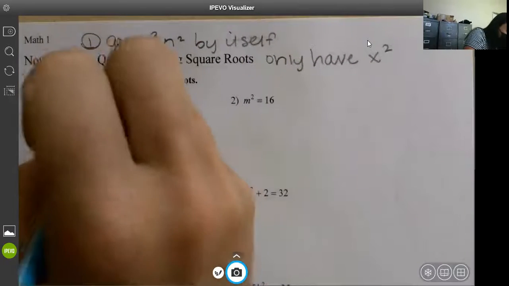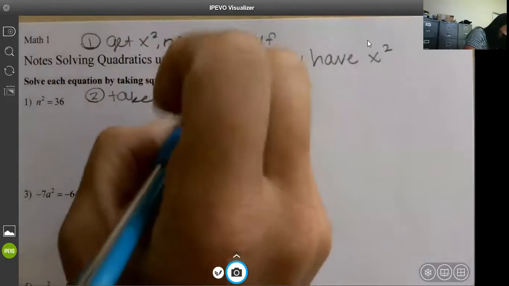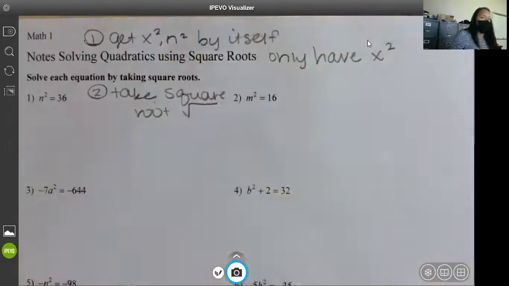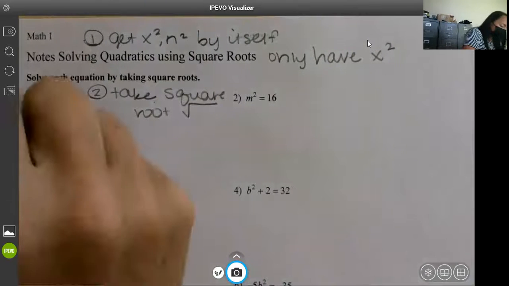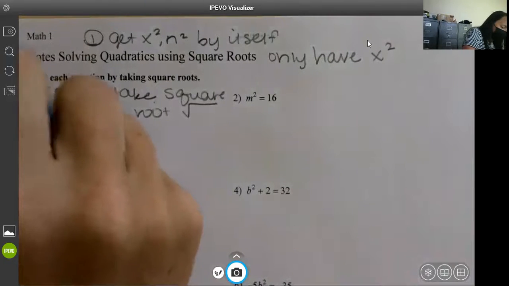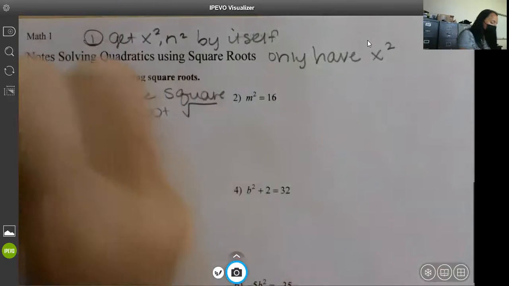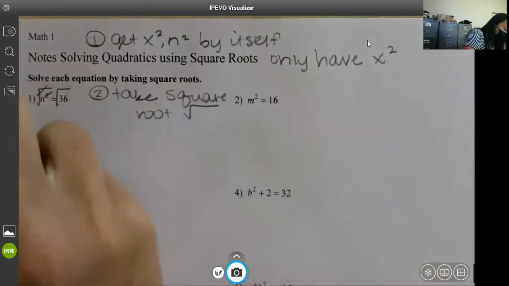The second step is to take the square root. We've worked with square roots already, and that's this little sign right here. It looks like this. So what you're going to do is take the square root of both sides. Square roots cancel out a square. So those 2 little things cancel out, and you're just left with the n.